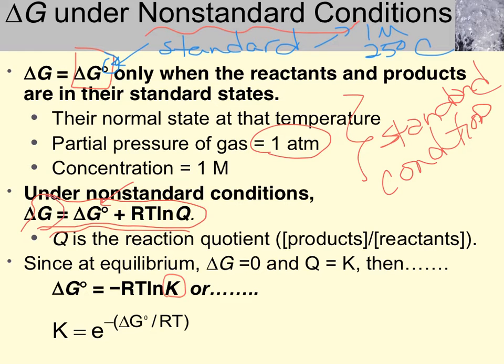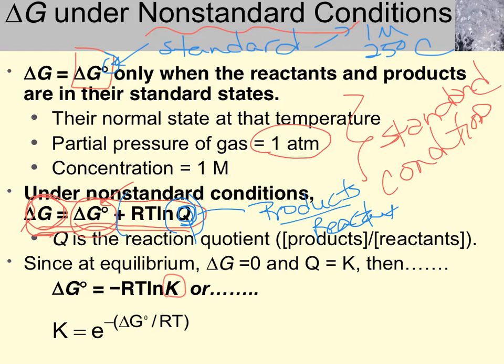But you can see here, if you want to find the free energy under non-standard conditions, you start off with the free energy under standard conditions, and then that value will get tweaked a bit, depending on the Q value. And hopefully you remember what Q is. It's products over reactants, similar to equilibrium constant, except Q has concentrations of products and reactants at any point in time. It does not have to be at equilibrium.